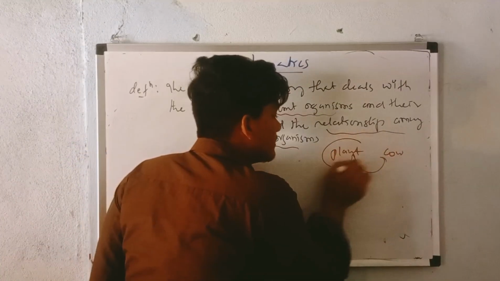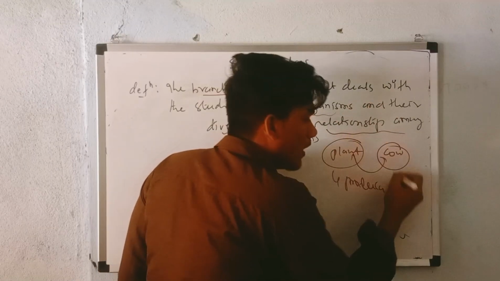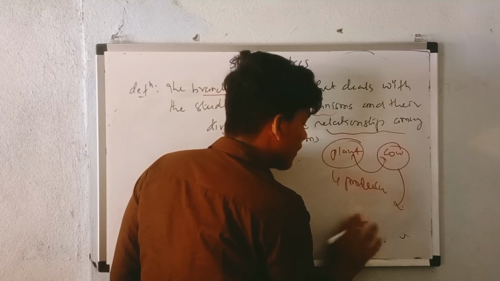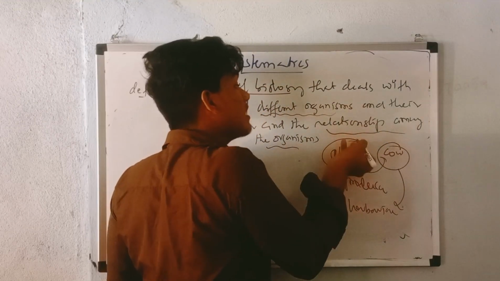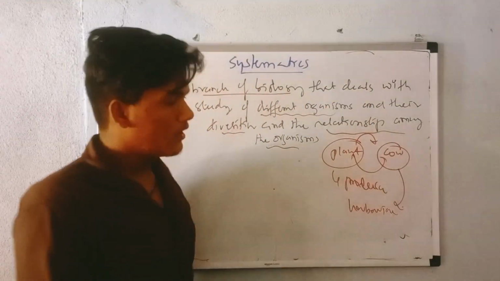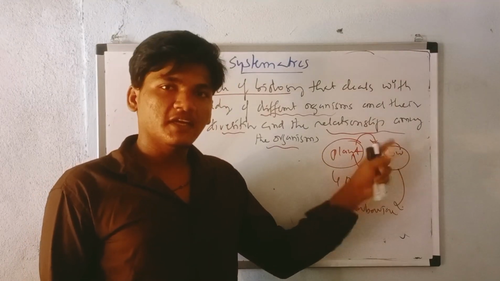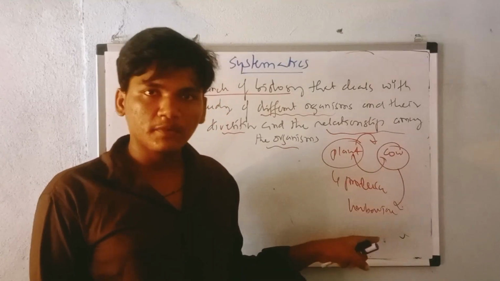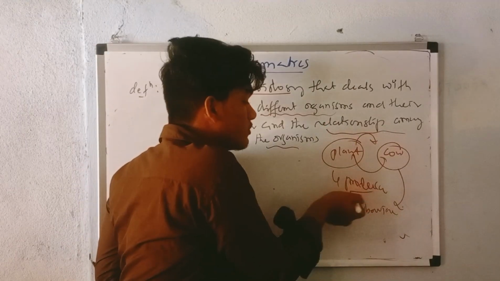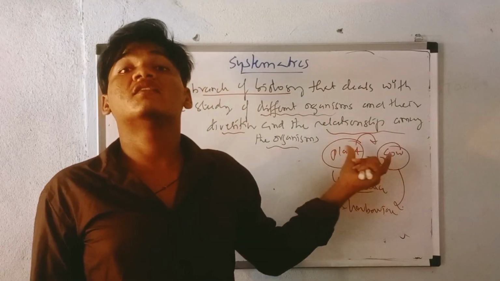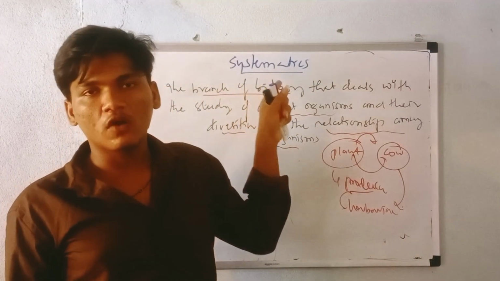So here the plant acts as the producer, right? And the cow acts as the herbivore. So the plant acts as the feed for the cow, or the cow feeds on the plant. The cow is an animal called a herbivore which feeds on the plant. This is the relationship among them: it is a producer and it is a herbivore. This relationship is also studied under the branch called systematics.